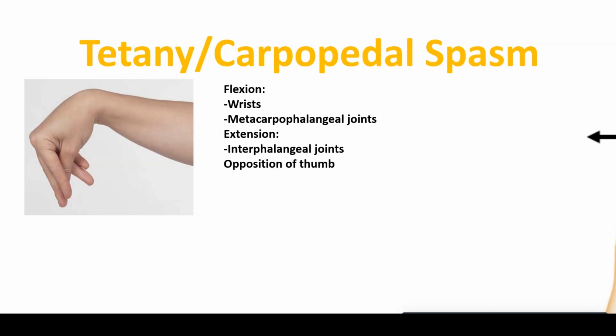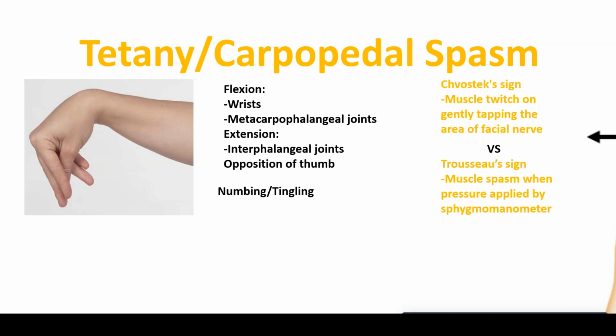The main feature is what you can see in the picture itself, which is flexion at the wrist and flexion at the metacarpophalangeal joints as well, but you can see a clear extension of the interphalangeal joints, and you can also see the thumb opposing the other fingers. That's called opposition of the thumb. Along with these features, you will also have some numbing or tingling sensation. This happens because the calcium levels are quite low, which makes your nerves hyperexcited.